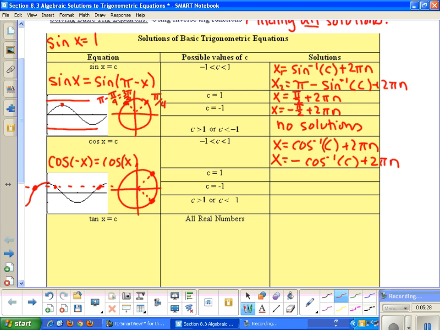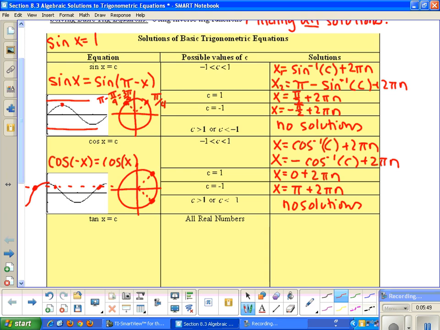When c is equal to 1, then remember that our solutions start at 0, so x would be equal to 0 plus 2 pi n, or you can just write that as 2 pi n. For negative 1, our solutions would be x is equal to pi plus 2 pi n, and then otherwise, no solutions.